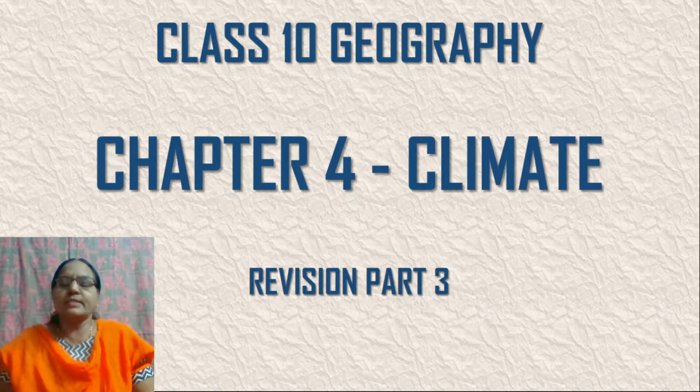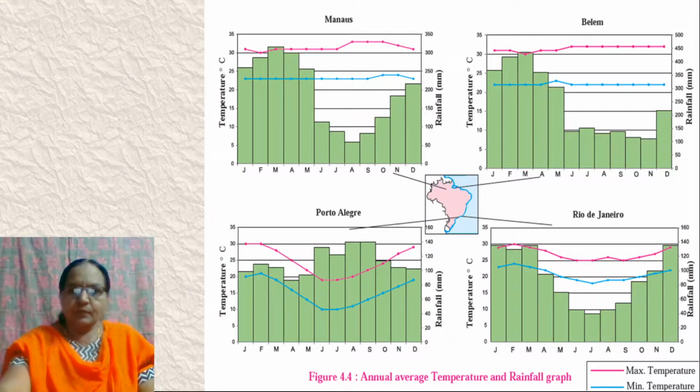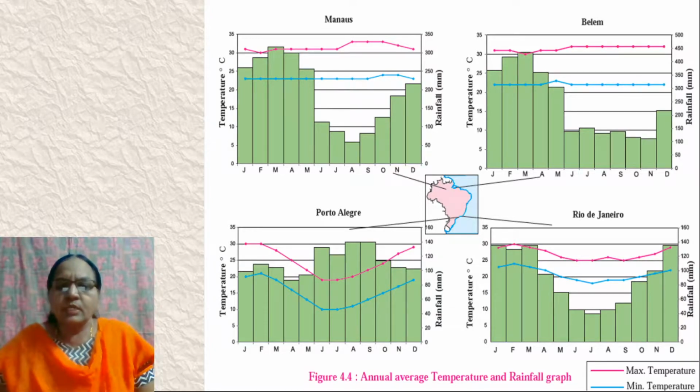We've already discussed the climate of India and Brazil. Here, under the third part of this lesson, we are going to study the rainfall temperature graph of both India and Brazil. Okay, now look at this graph here. This shows the annual average temperature and rainfall of the 4 cities in Brazil.